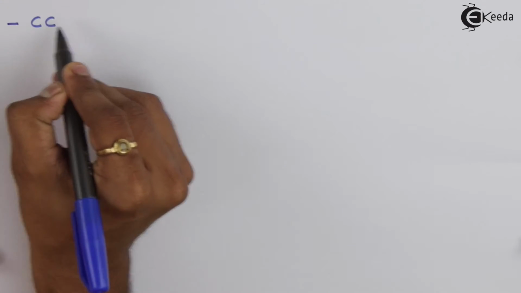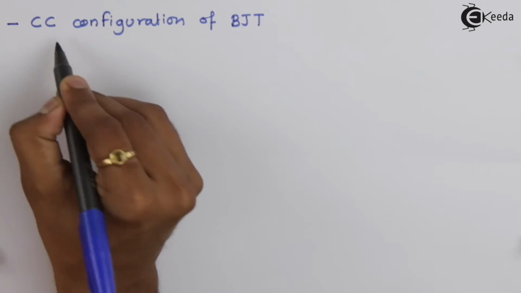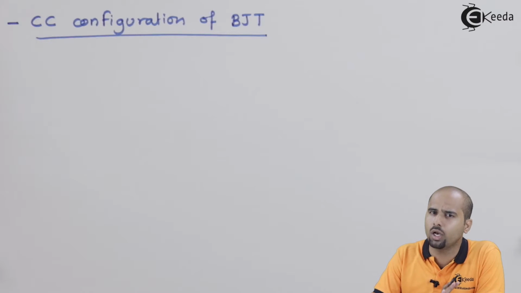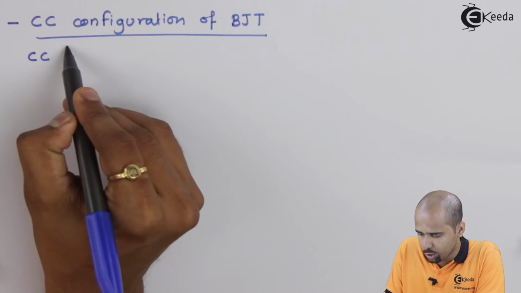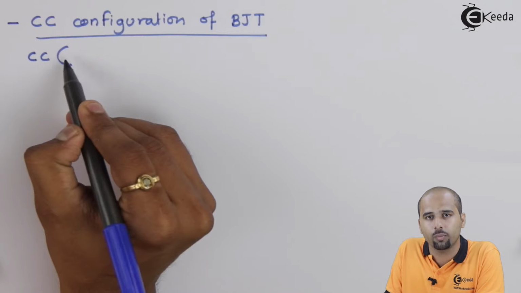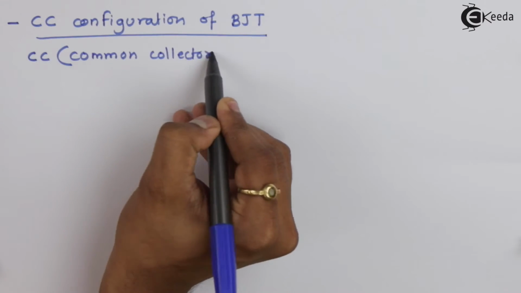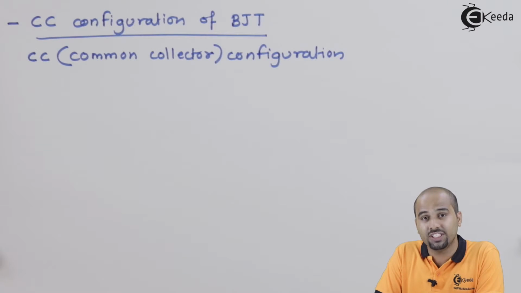Now this is the time to learn CC configuration of BJT. When we are learning CC configuration of BJT, we spent a lot of time on CB configuration in this particular video. So in the same way, when I'm going for CC configuration, CC gives us the full form common collector configuration. So CC means common collector.